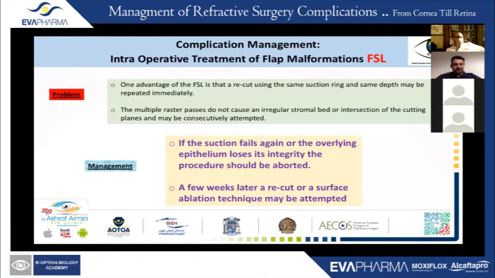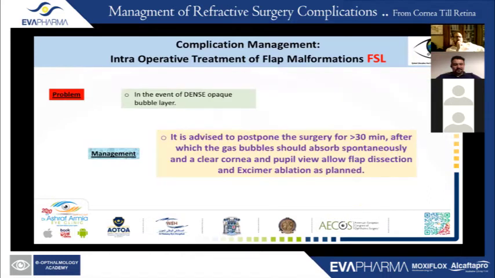Another problem, if you have multiple raster passes, does not cause irregular stromal bed or intersection of the cutting planes, and may consequently be attempted. So if the suction fails, you put the suction again, fails again, or the overlying epithelium starts to lose its integrity, the procedure should be aborted. After a few weeks, recut or surface ablation technique may be attempted. Recut in a deeper plane, which will be safer for the patient.